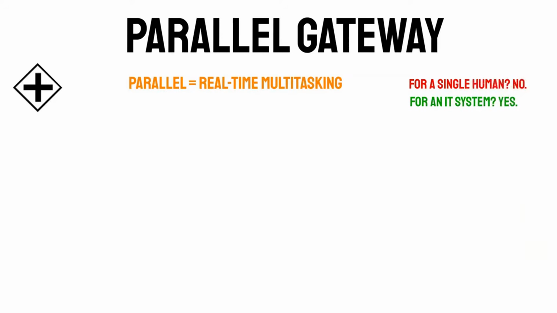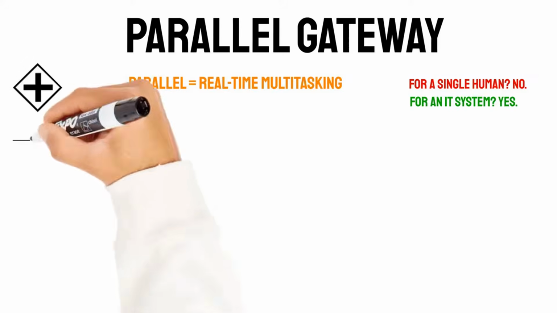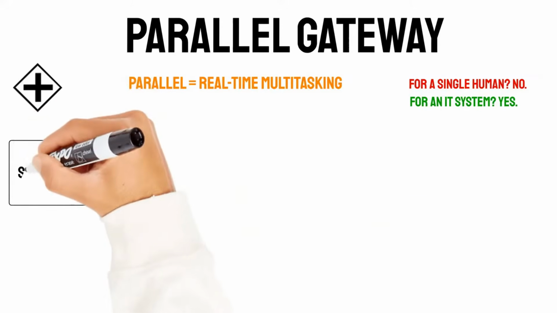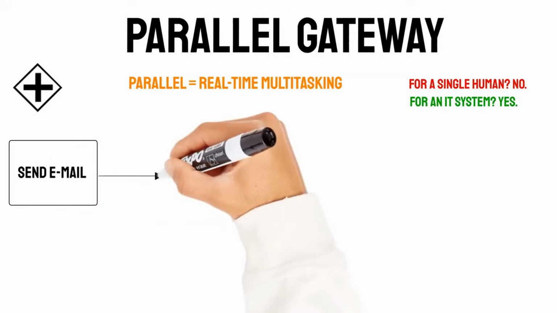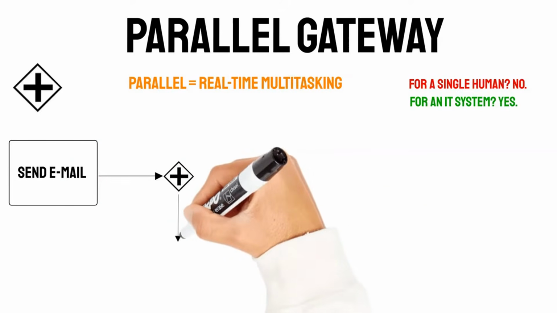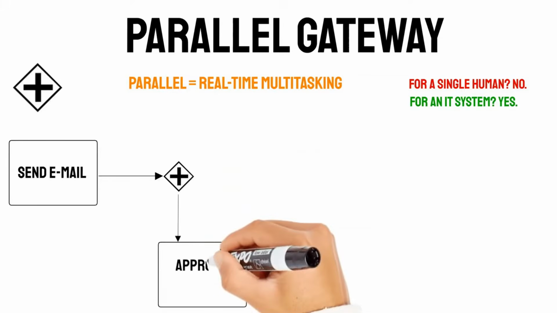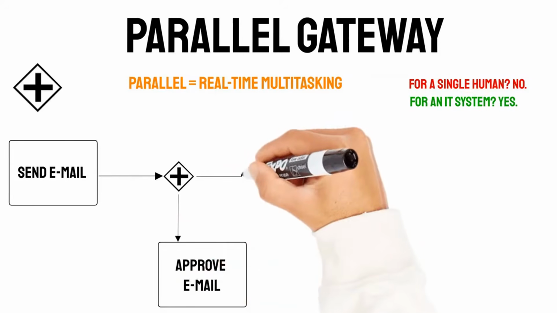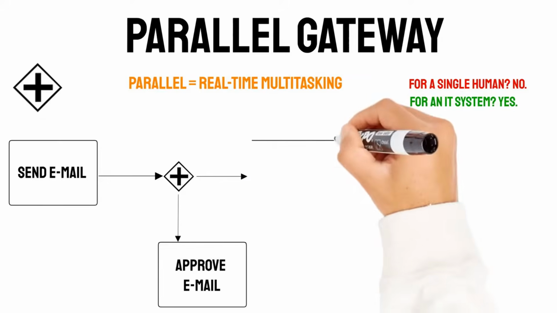Let me give you an example here. Let's assume you want to have a call with your boss regarding an event that you've planned. In order to do this, you first write an email to the assistant of your boss. This email needs an approval from the assistant. While the assistant is approving, you are in parallel preparing documents for the call with your boss.